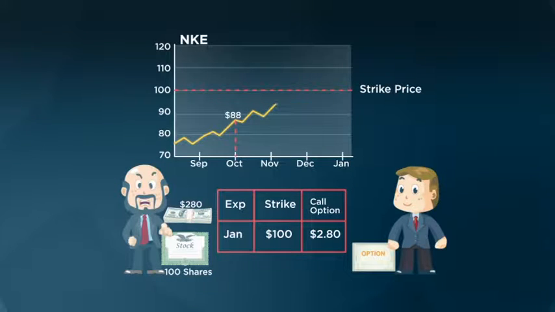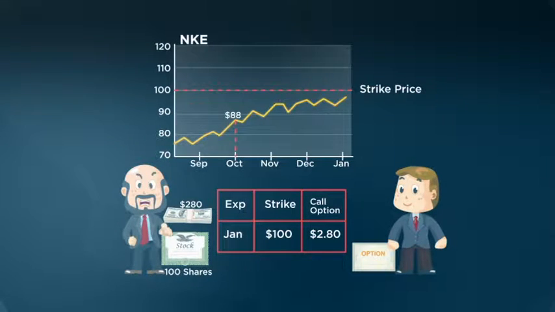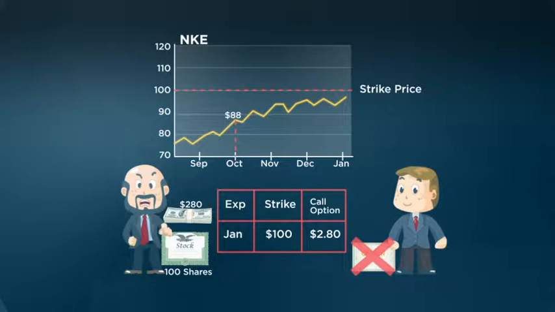Well, one of two things can happen. The first thing is that Nike stock doesn't go above $100 per share. Nike shares would have to go up $12 per share in a little over 3 months in order for these options to go into the money. That's a rate of increase of about 67% on an annualized basis. Talk about swoosh. So it's probably not that likely to occur.